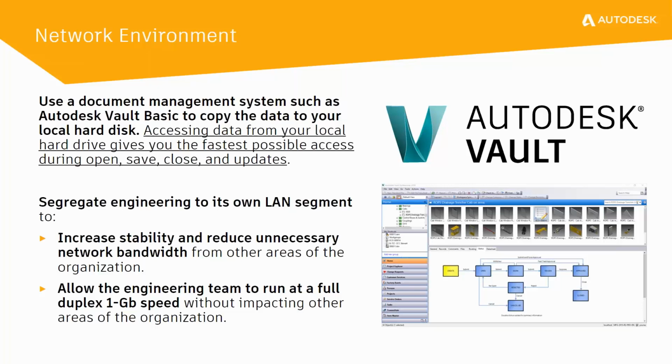The next thing that you can do is try to segregate engineering data into its own LAN segment. This can help increase stability and reduce unnecessary bandwidth use from other areas of the organization sharing your LAN segment. But you can also allow the engineering team to run at a full duplex 1 gigabit speed as well. So this can also help improve your performance.